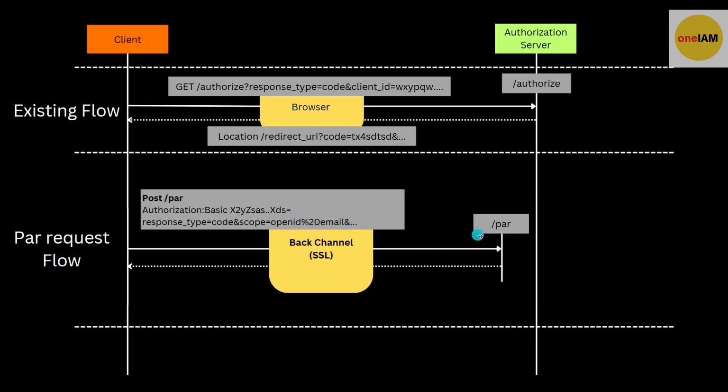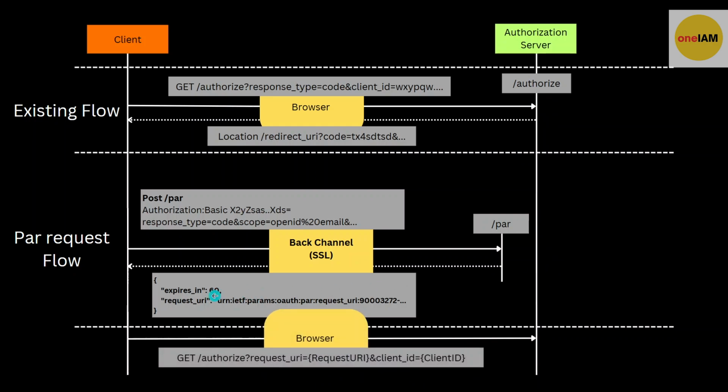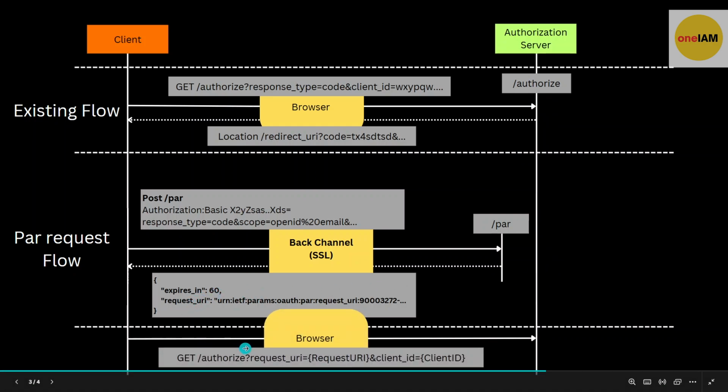So once the authorization server validates this client, then it will send back a JSON response containing a request URI which is unique for this particular session, and it will have an expiry as well. So once the client receives this request URI, he is able to call the authorization endpoint using this request URI in the browser URL. So you would do a GET request using the request URI and the client ID which we used in the initial PAR request.